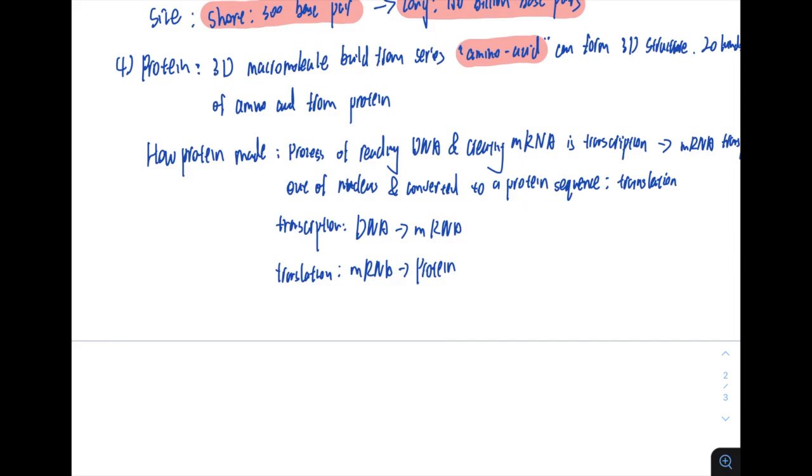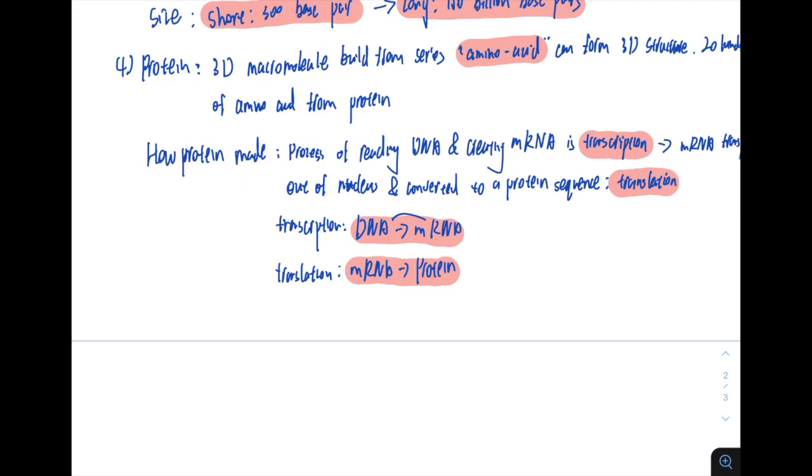The process of reading DNA and creating mRNA is transcription. mRNA transfers out of the nucleus and is converted to a protein sequence. This is translation. There are two super important definitions: one is transcription and another is translation. Transcription is DNA to mRNA and translation is mRNA to protein.